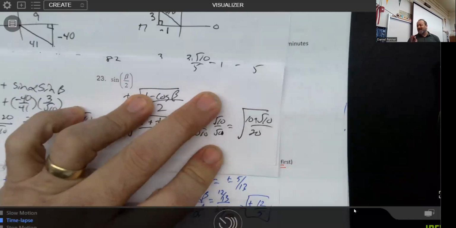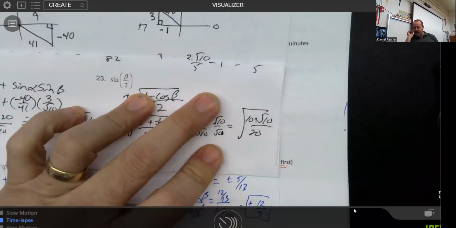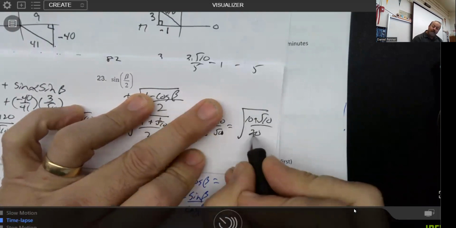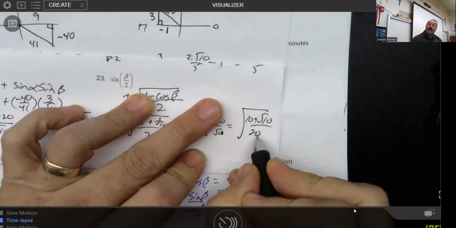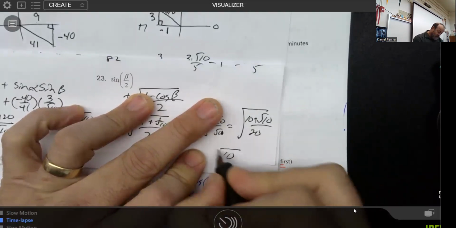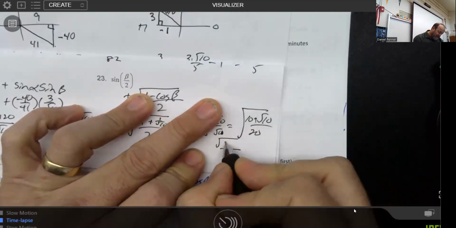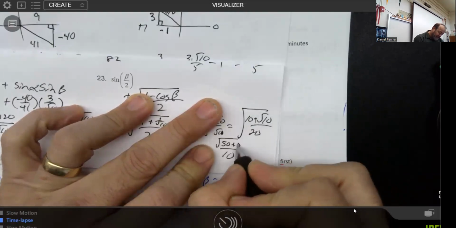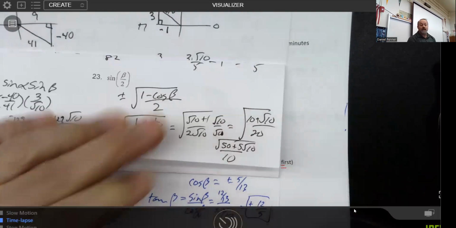Shoot. So I got one last little trick up my sleeve. I'm going to multiply the top by 5 and the bottom by 5 because if I multiply by 5 right here, I have the square root of 100, which is 10. And so if I multiply by 5, I get 50 plus 5 roots of 10 over 10.